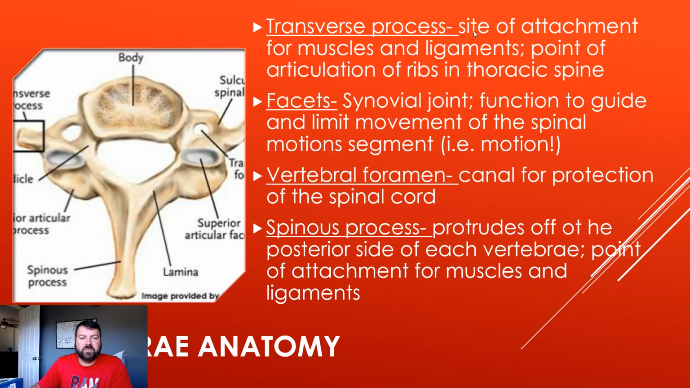It's the site of attachment for muscles and ligaments, and a point of articulation to the ribs in the thoracic spine. The transverse process is more out on the side here, 6 on both sides. I don't know why the picture is cut off a little bit.